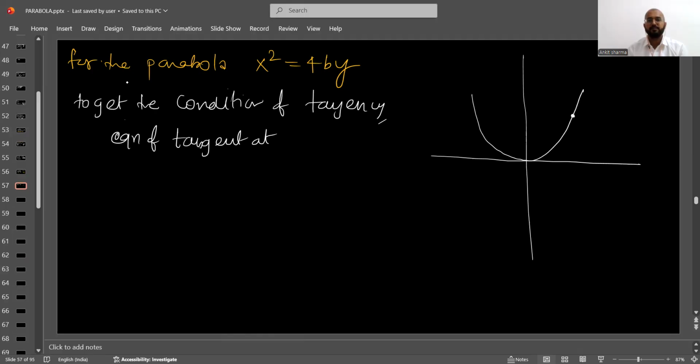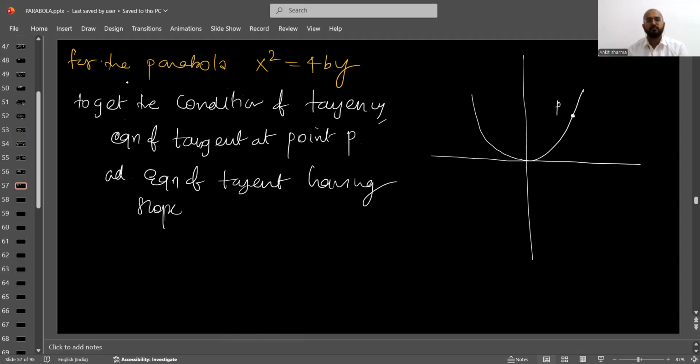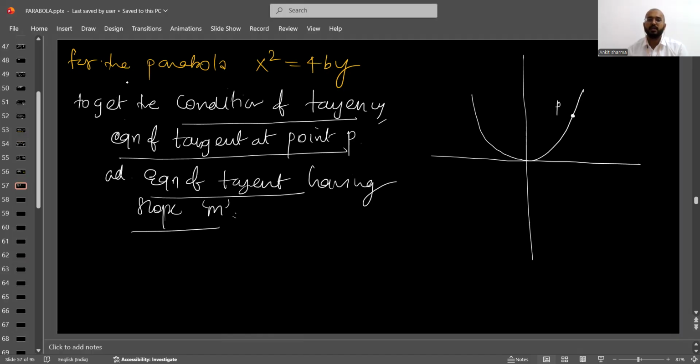at point P, and the equation of tangent having slope m. So this is our goal. That means three things we need to find out: the condition of tangency, the equation of tangent at P, and the equation of tangent having slope m. So let's go ahead. This point I'll parameterize: P is (2bt, bt square). So let's write the equation of tangent.